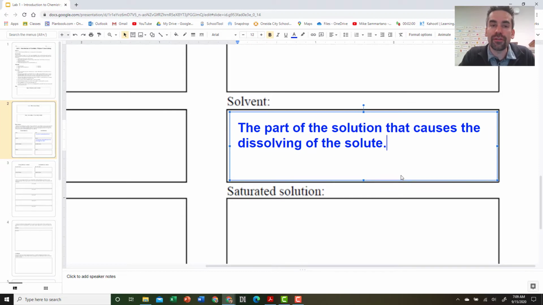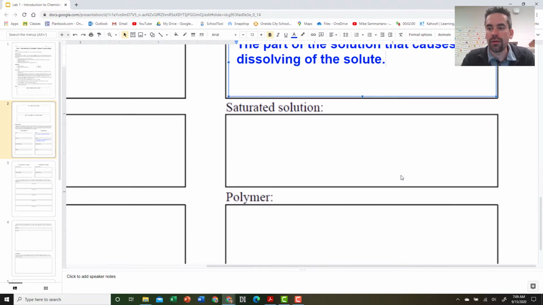Water doesn't always have to be the solvent. You could have alcohol or mineral spirits or something like that to do the dissolving of a solute. Now, a saturated solution. So we know a solution is, because I talked about it, when you've dissolved something into something else. So a saturated solution occurs when no more solute can be dissolved.